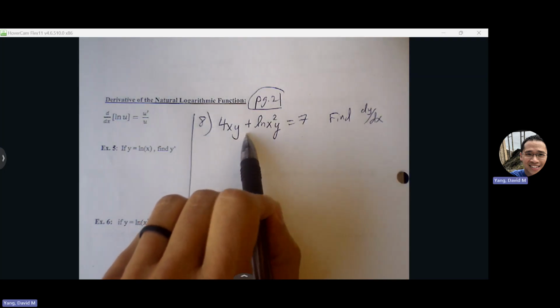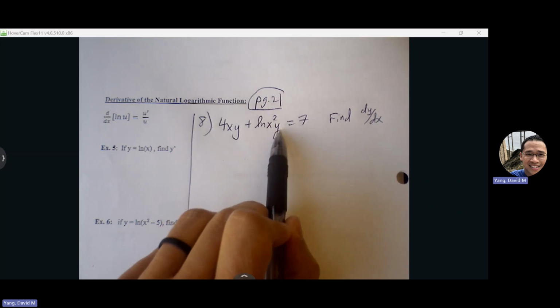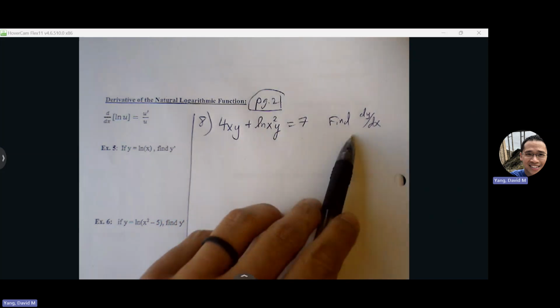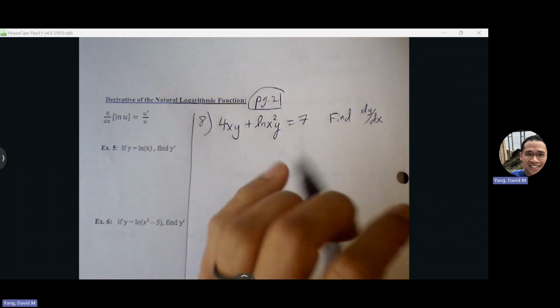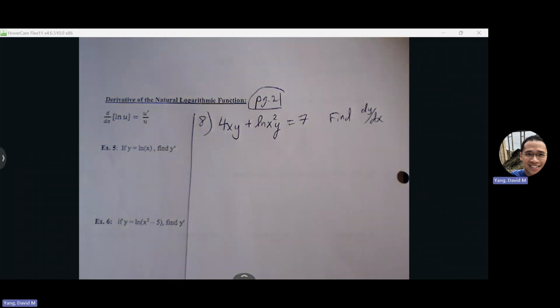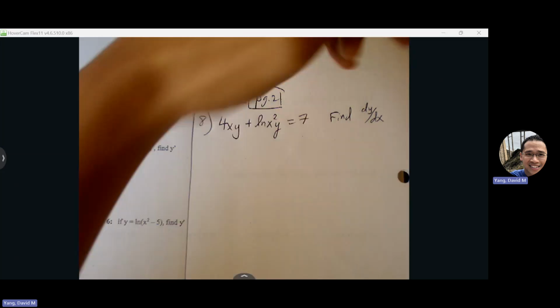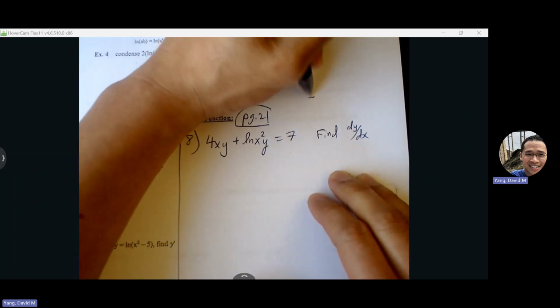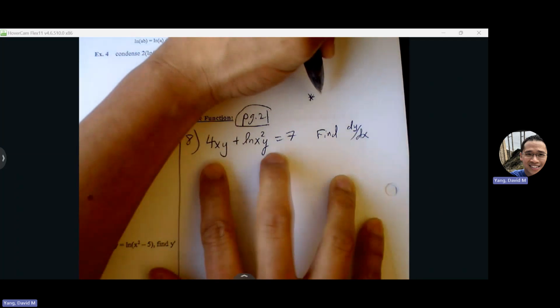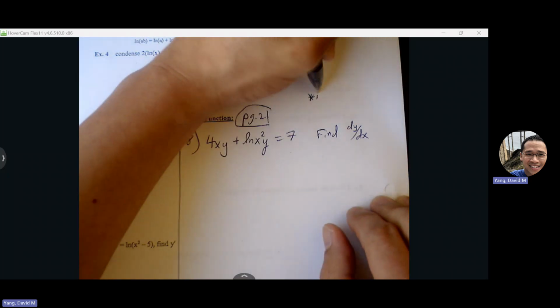Okay, so 4xy plus natural log of x squared y equals 7. We're asked to find the derivative, dy/dx. Now we know this is implicit because anytime you see your y variable out of place, there's more than one y, or y is raised to a degree, or it's mixed into the equation, you know it's implicit. So we can look at an equation and kind of tell that there's a certain look to these implicit differentiation problems. So this is implicit.